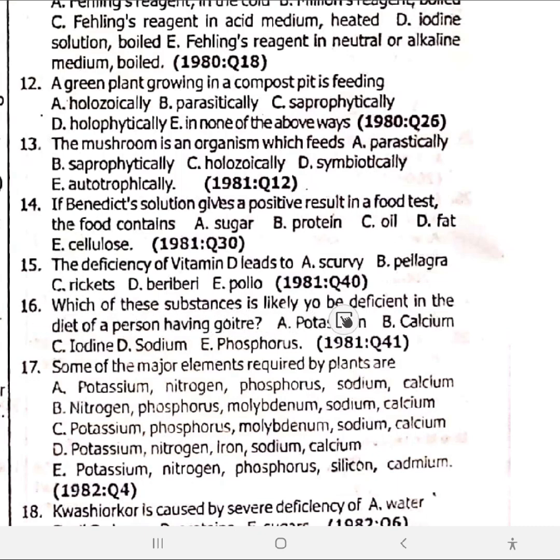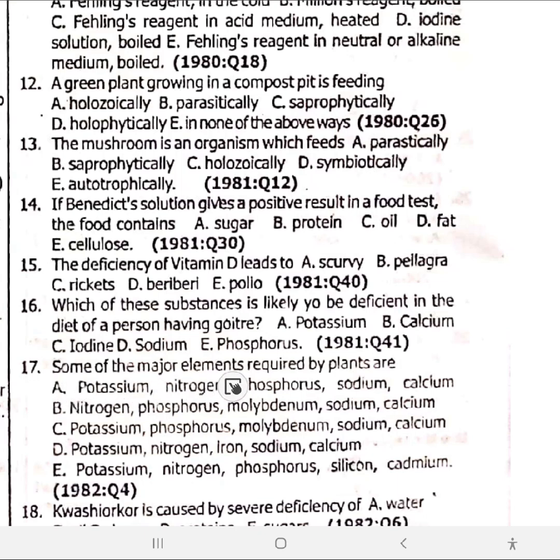16. Which of these substances is likely to be deficient in the diet of a person having goiter? The correct answer is iodine, which is option C. Iodine, option C. Seafoods are rich in iodine.